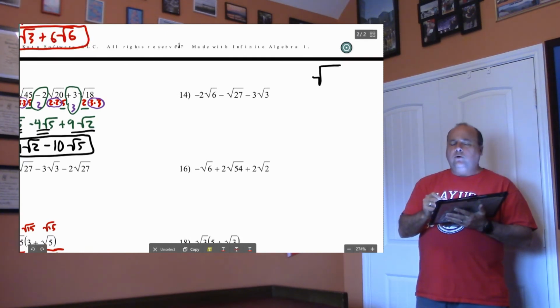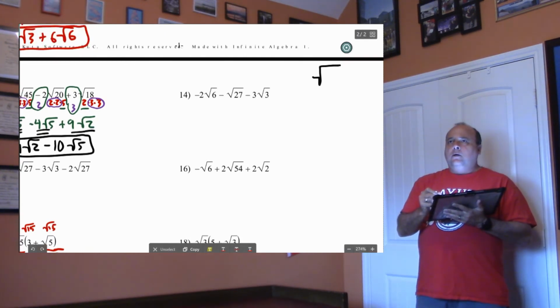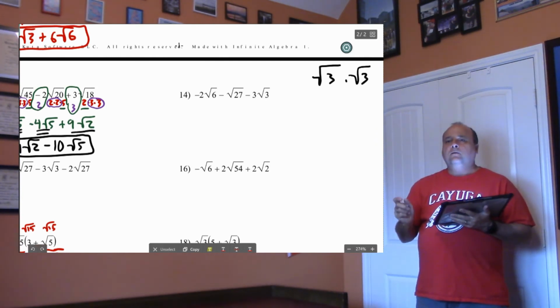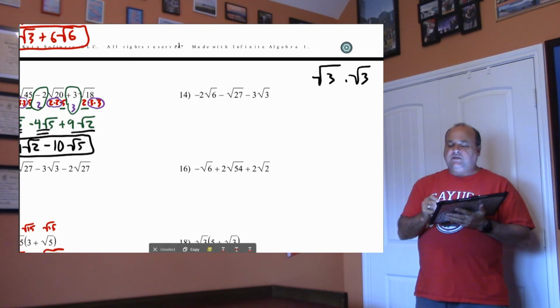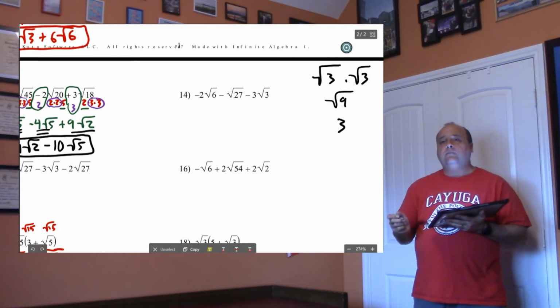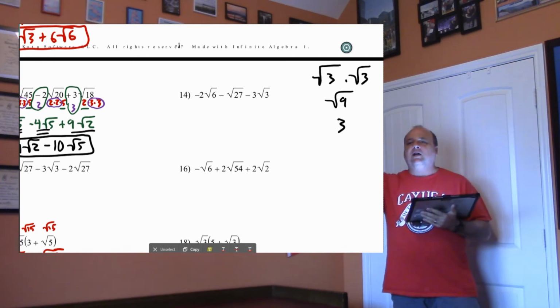Write down the square root of, let's do the square root of 3 times the square root of 3. Okay, remember, we're going to multiply the numbers inside, right? So I would get the square root of 9. The square root of 9 is just 3. So what happens when you multiply a square root by itself? The square root goes away.